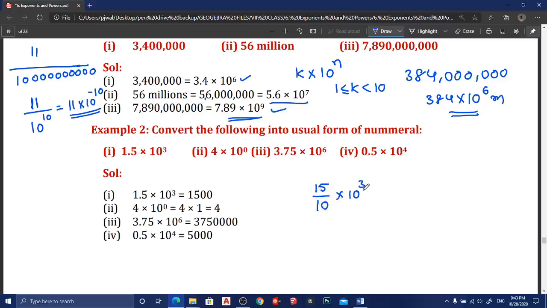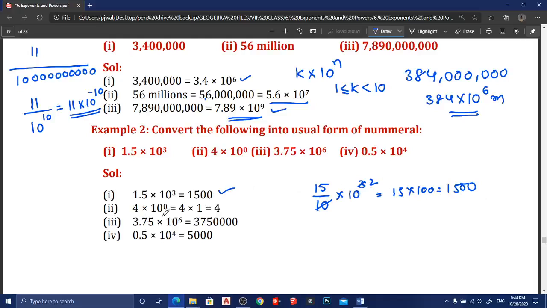10 cube means this is 1000. So by dividing this, you can divide 100 times, so 10 square. 15 into 10 square means 15 into 100, which is 1500. 10 cube means 10 into 10 into 10, 3 times. One 10 gets cancelled, two 10s will be there, 10 square, and 10s are 100. So 15 hundreds are 1500.